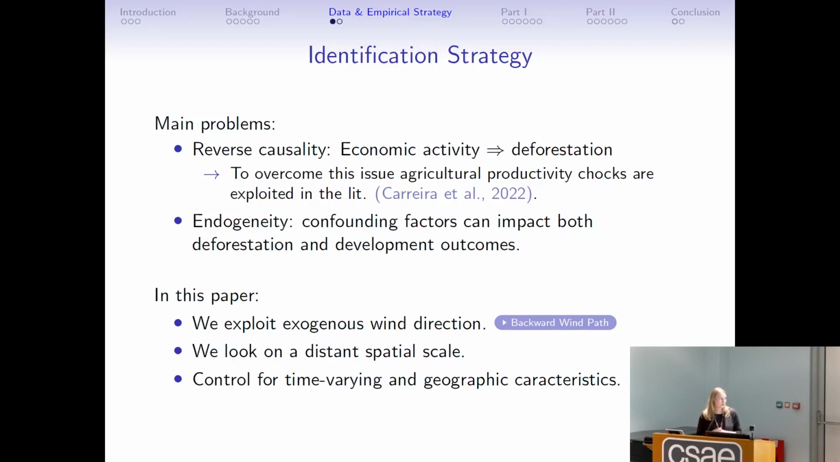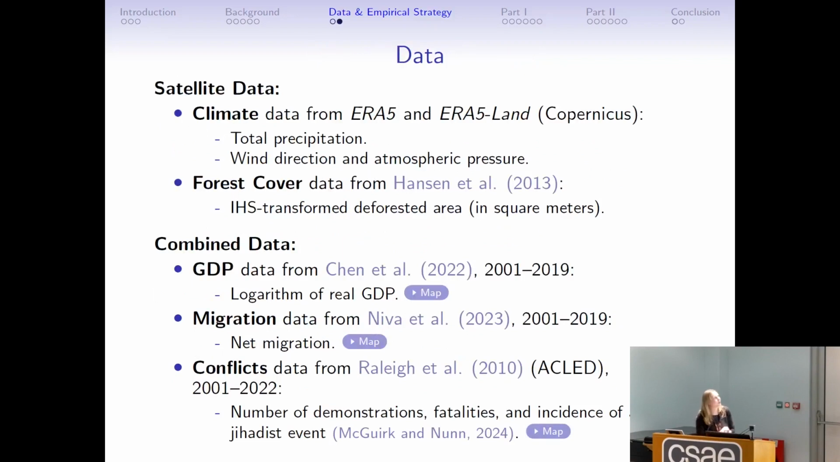So here we will exploit exogenous wind direction by constructing those backward wind paths. We look at distant spatial scale to deal with local endogeneity, and we control for time varying and geographic characteristics. With regard to the data, very quickly, we have climate data from ERA5 and ERA5 land: total precipitation, wind direction, atmospheric pressure. We use Ansonet co-authors forest cover datasets. We take the total area deforested in square meters. We combine this with Chen et al. gridded GDP data, migration from Niva et al., and conflicts from ACLED.